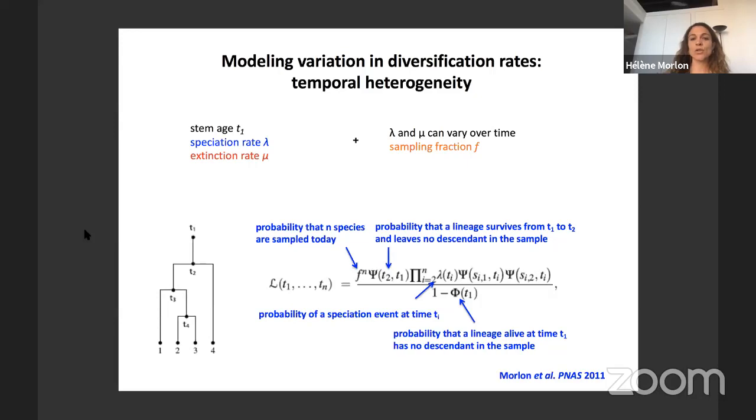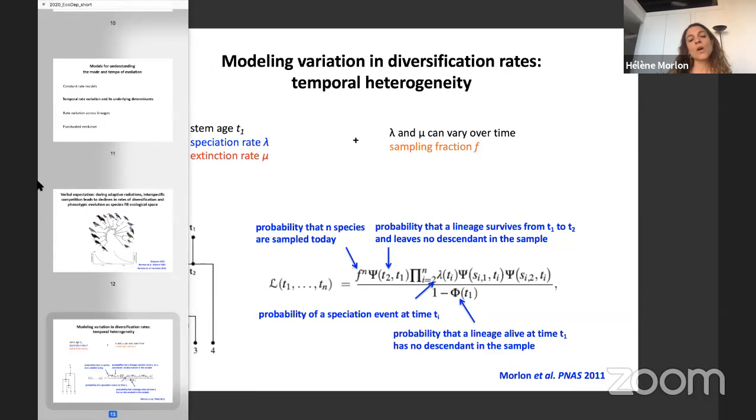Here it's just a simple extension of the traditional constant-rate birth-death model, where we now have a speciation rate and extinction rate that can vary as a continuous function of time. Here we use parametric functions. So for example, we can try an exponential decline in time, or a linear decline in time, or any type of parametric functional dependency with time.